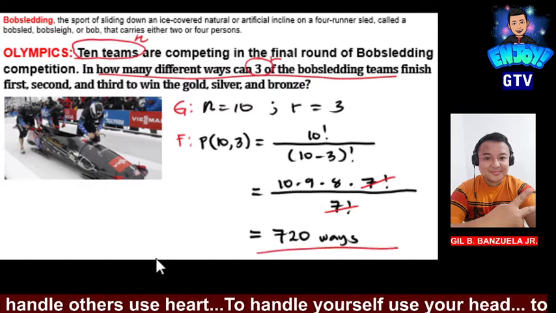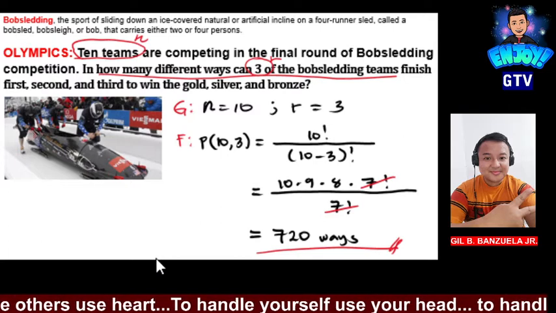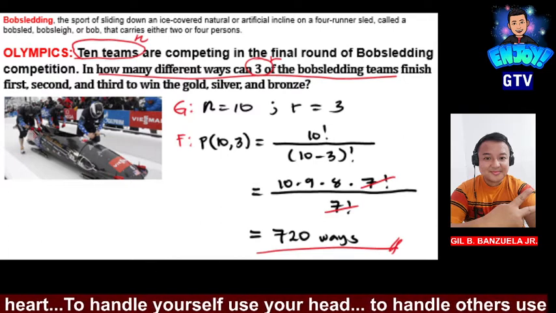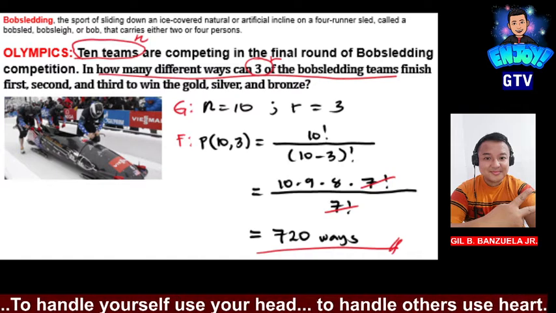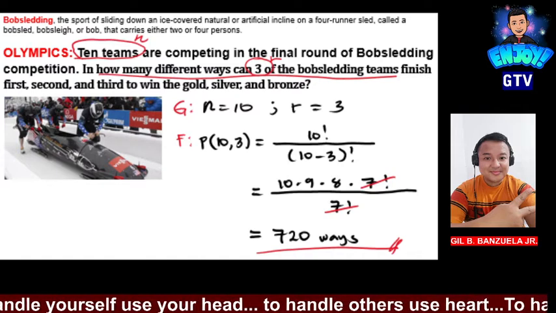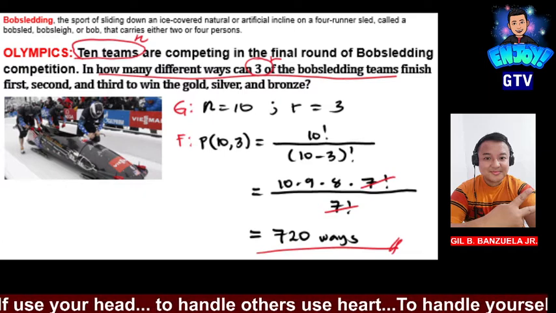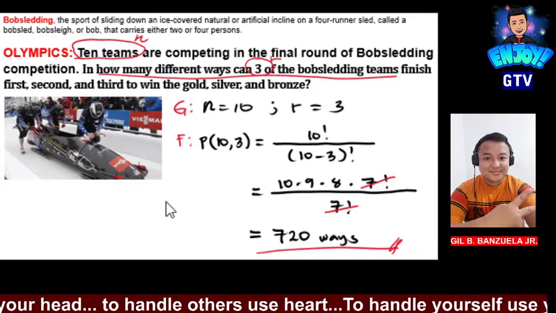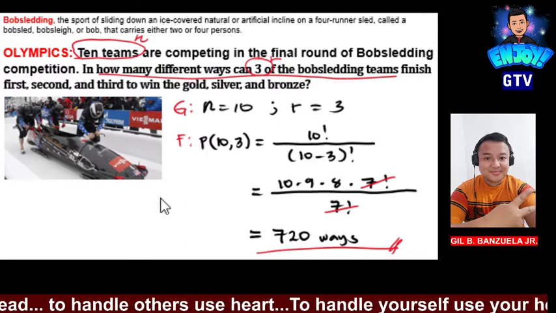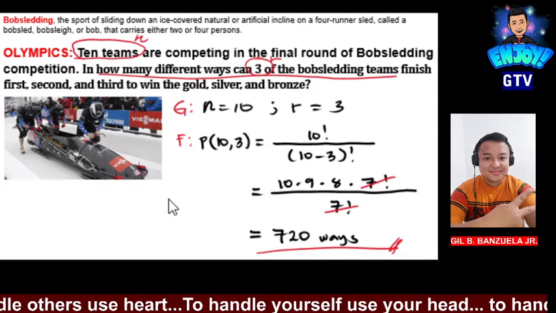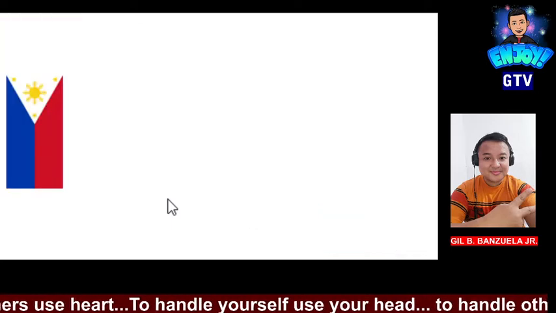So therefore, there are 720 ways for these teams to finish first, second, and third to win the gold, silver, and bronze. So there are 720 ways. So I hope it is clear. So let's proceed to our next problem.